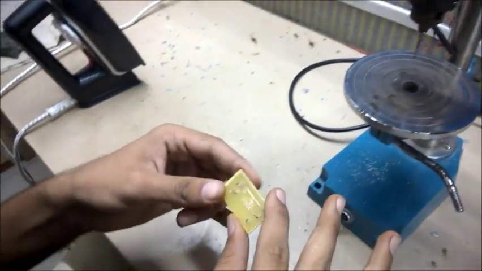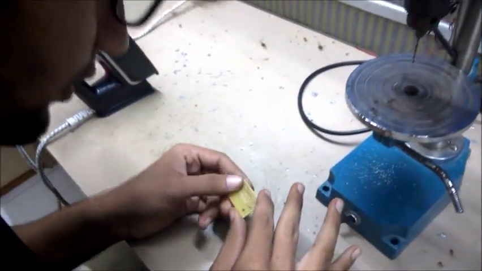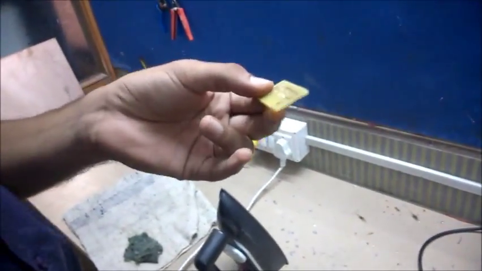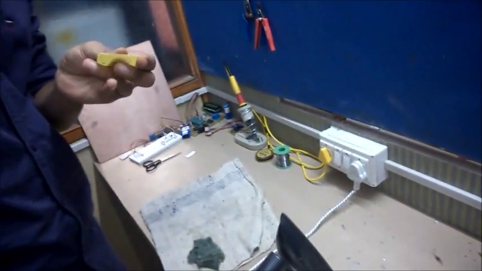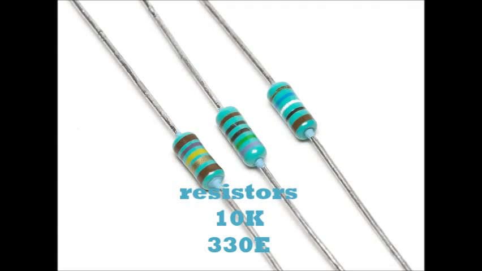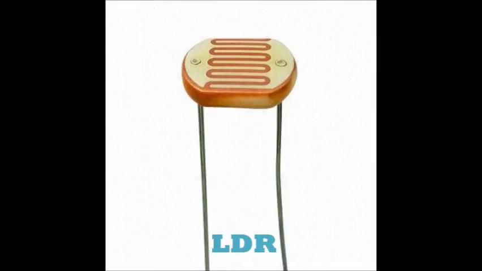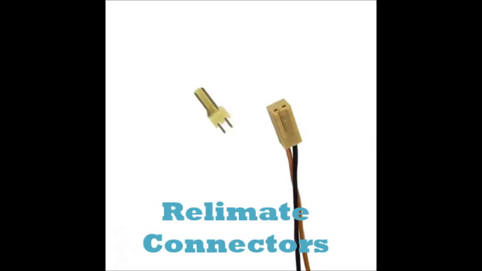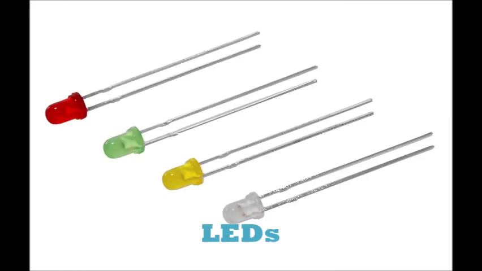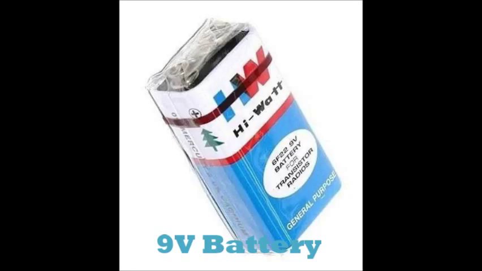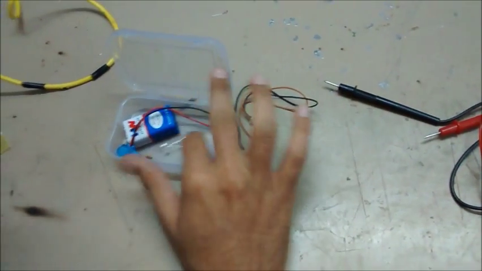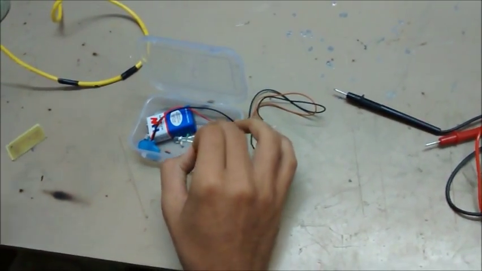Now drilling is done. Next step is soldering. We need to solder the components. As we made a voltage divider circuit, the components we require are resistors 10 kilo ohm and 330 ohm, LDR, transistor BC547, Rallymet connectors, LEDs, 9 volt battery and battery cap. I've got all the components over here: resistor, battery, Rallymets, everything. Now we will start soldering.